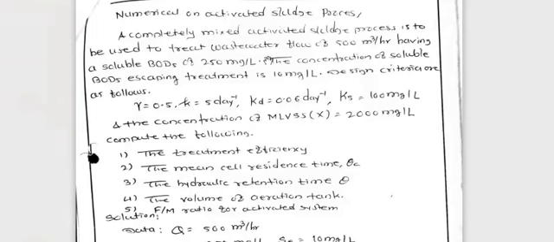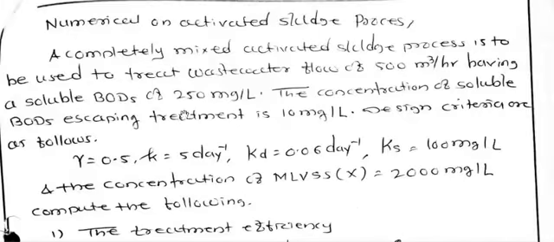This is a numerical on the activated sludge process. A completely mixed activated sludge process is to be used to treat a wastewater flow of 500 meter cube per hour having a soluble BOD5 of 250 milligram per liter. The concentration of the soluble BOD5 escaping the treatment is 10 milligram per liter.